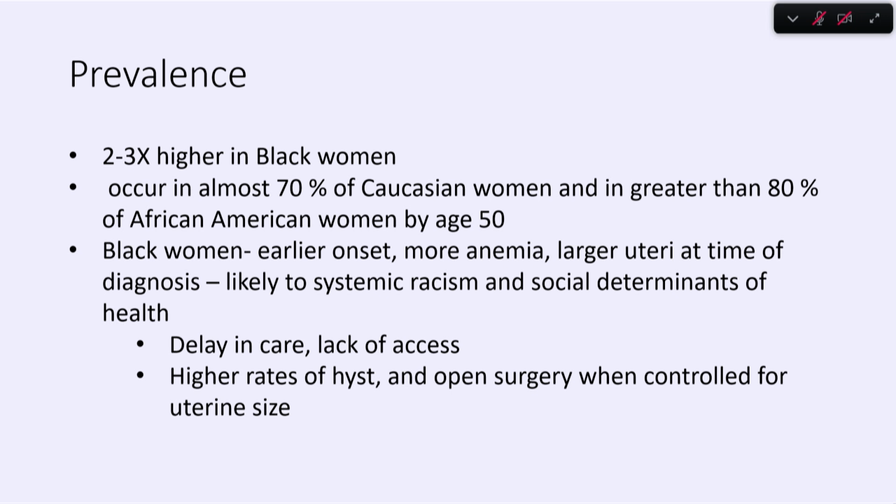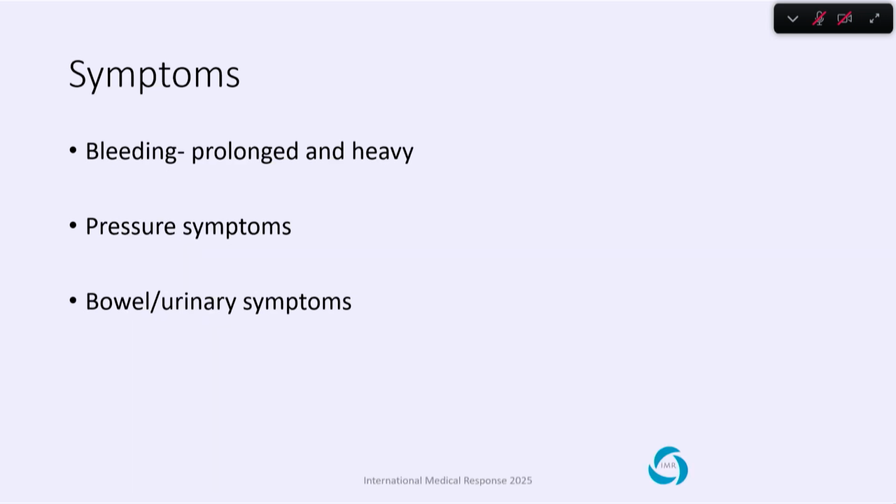Black women have earlier onset, more anemia, and larger fibroids at the time of diagnosis, and it's been speculated and shown in several studies that this is likely due to systemic racism and social determinants of health, again speaking to delays in care, lack of access, and racism in our medical delivery system. We have higher rates of hysterectomy and open surgery in African American women who have uterine fibroids, even when it's controlled for the uterine size.